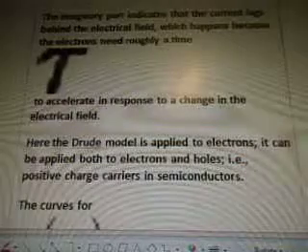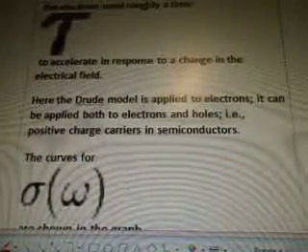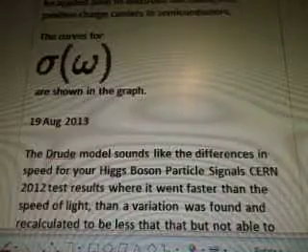Here the Drude model is applied to electrons. It can be applied both to electrons and holes, i.e. positive charge carriers and semiconductors. The curves for the two symbols are shown in the graph.